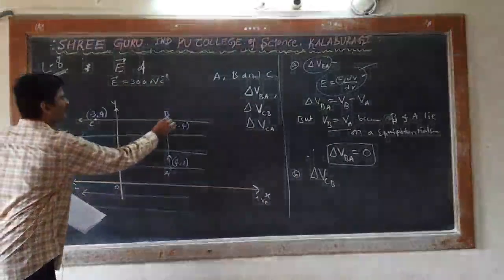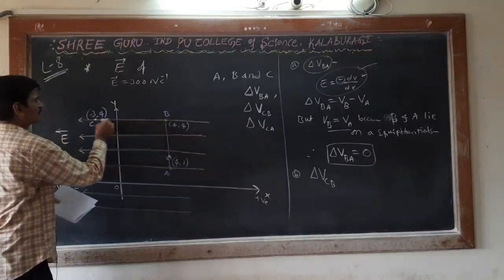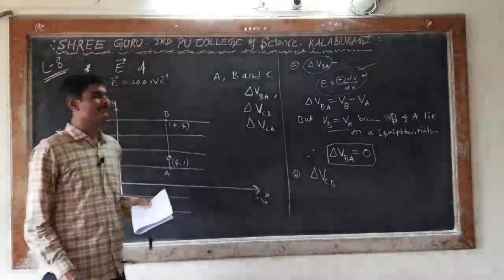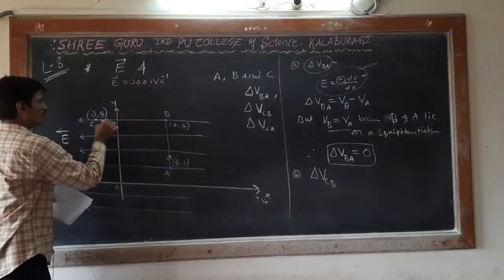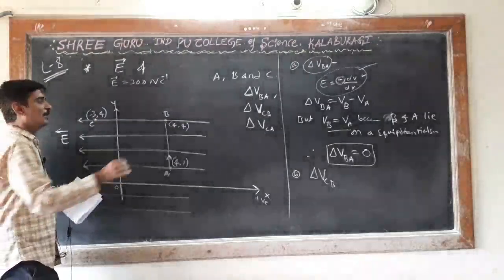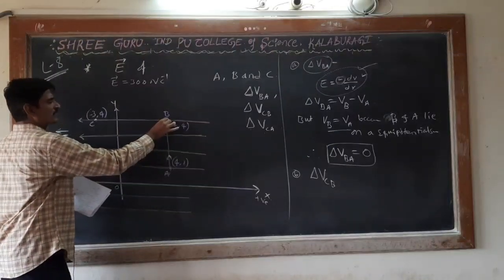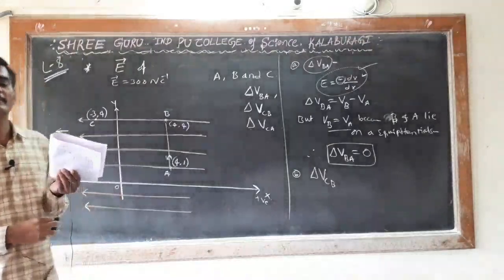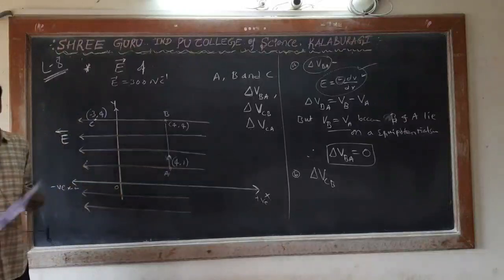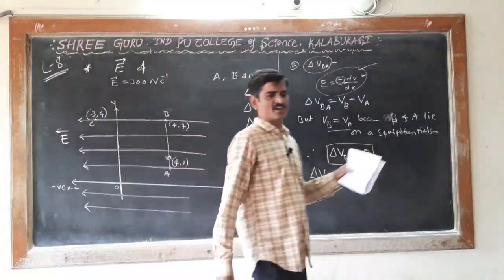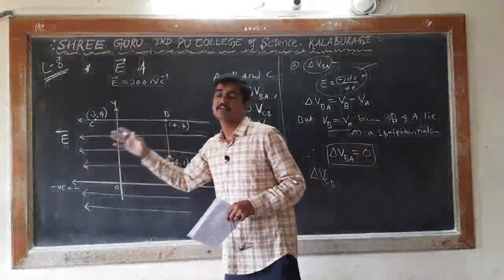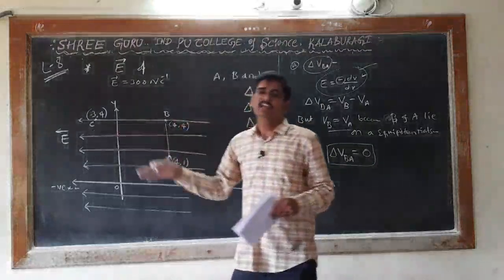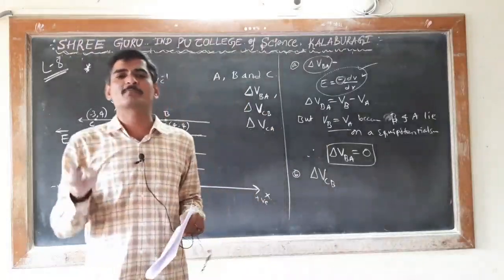So therefore, if a unit positive charge is moved from B to A, then work is done by the electric field. Why? Because the displacement of the charge is in the direction of electric field. Remember this point? If the displacement of the positive charge is in the direction of the electric field, then work is done by the electric field.